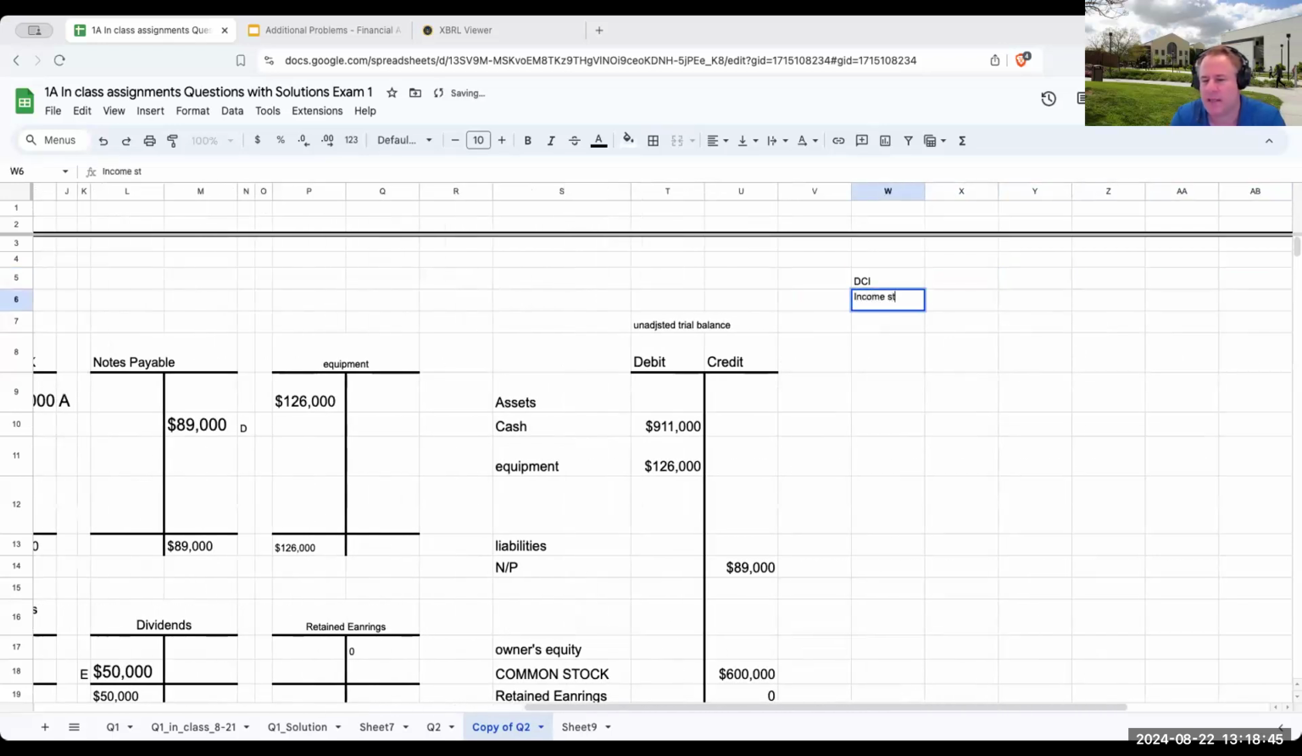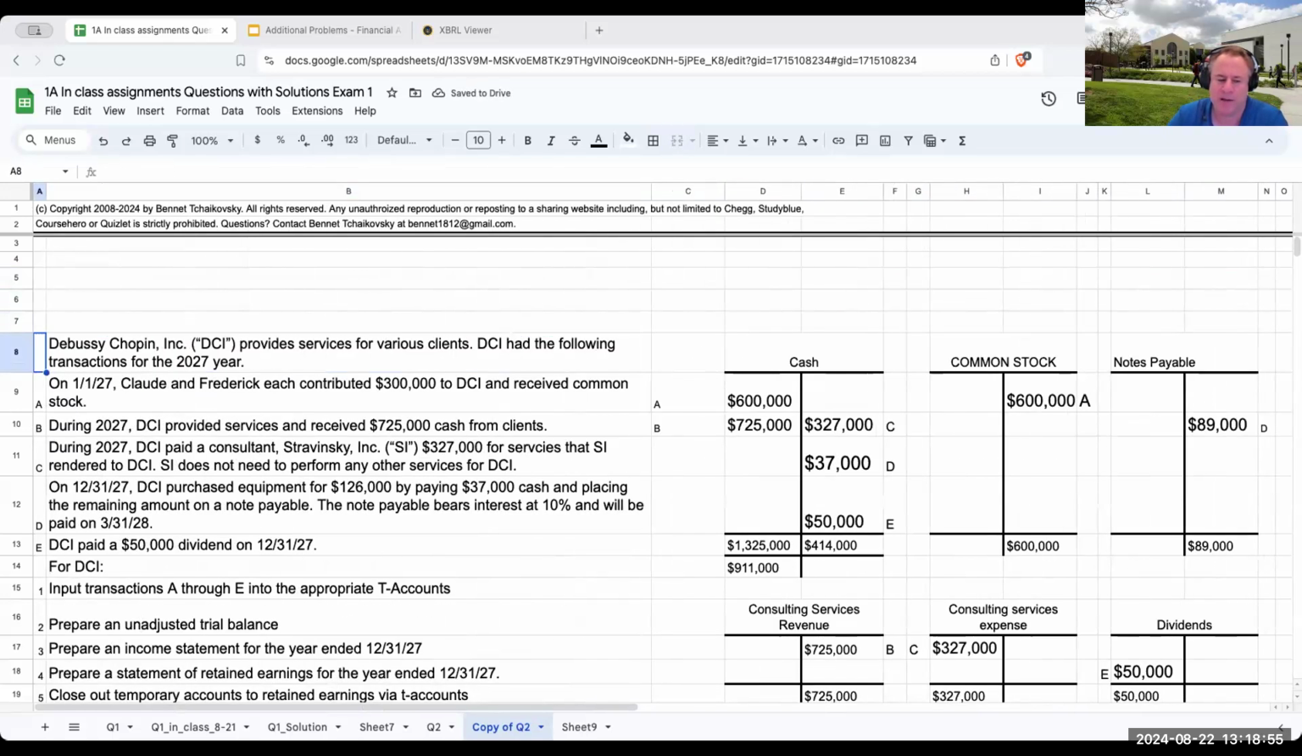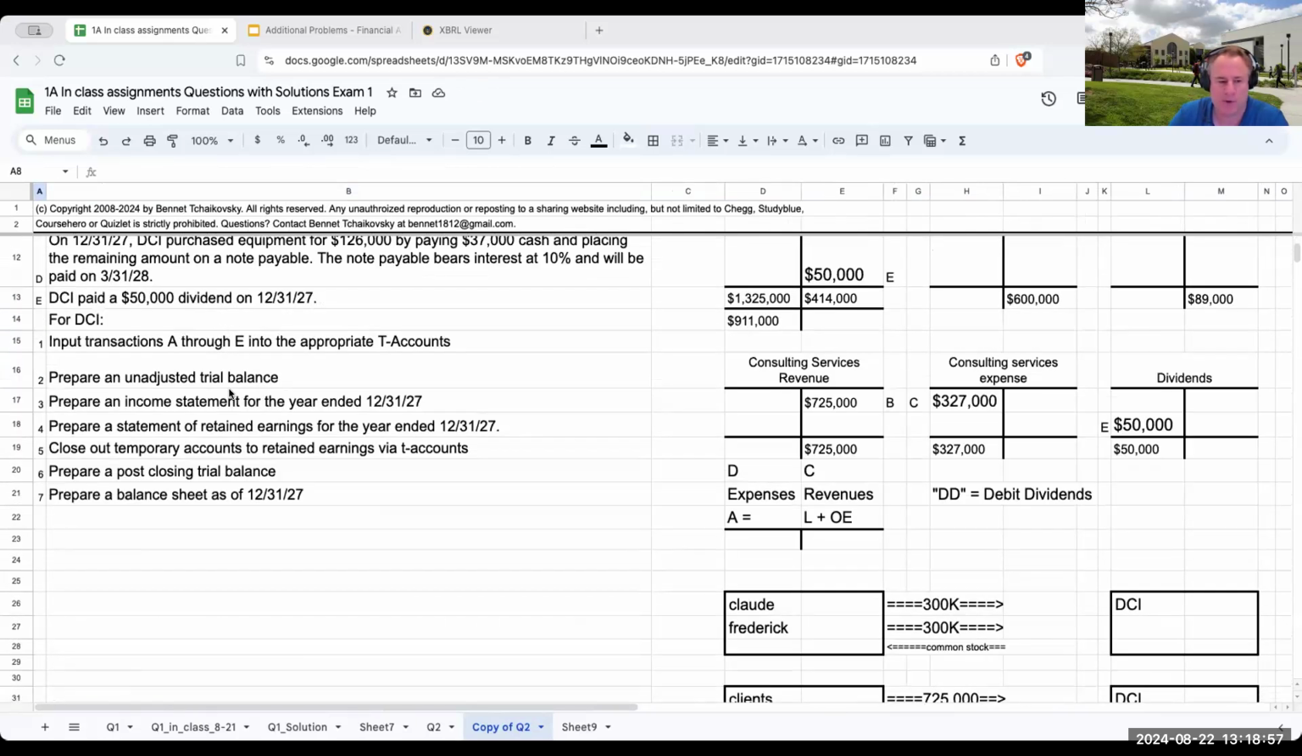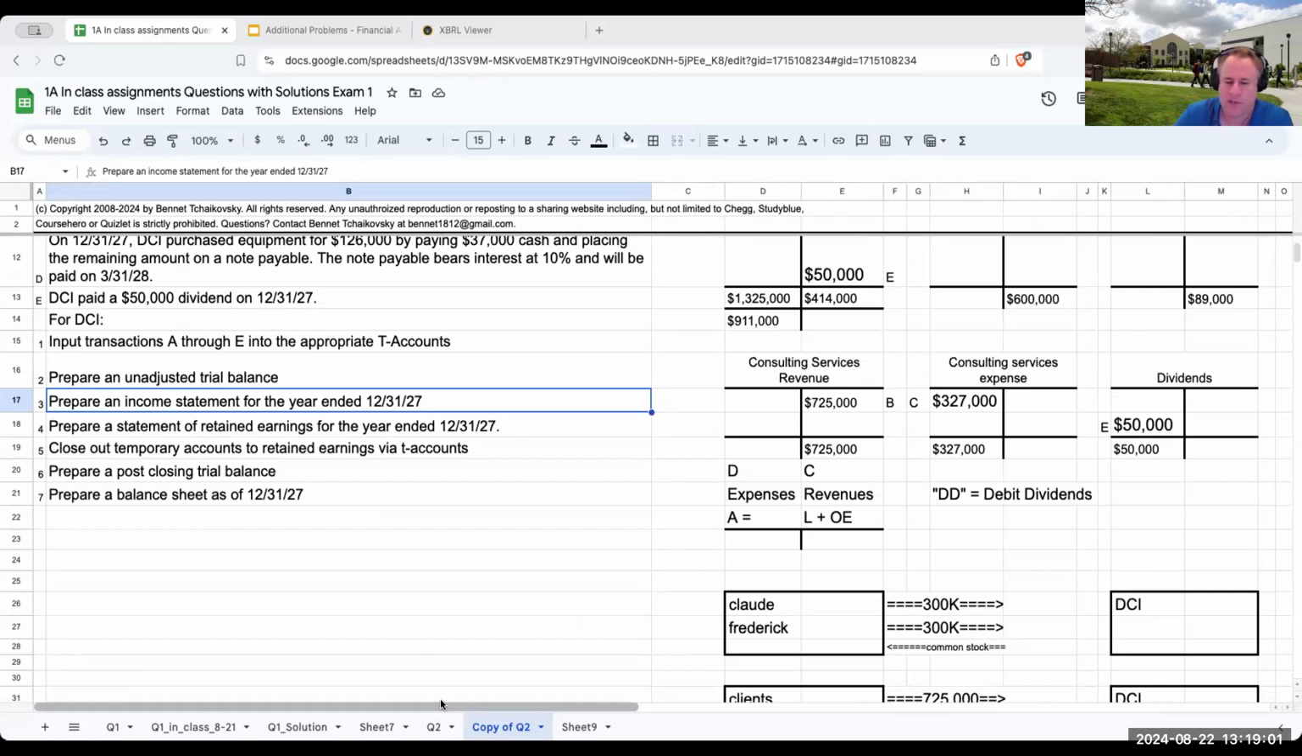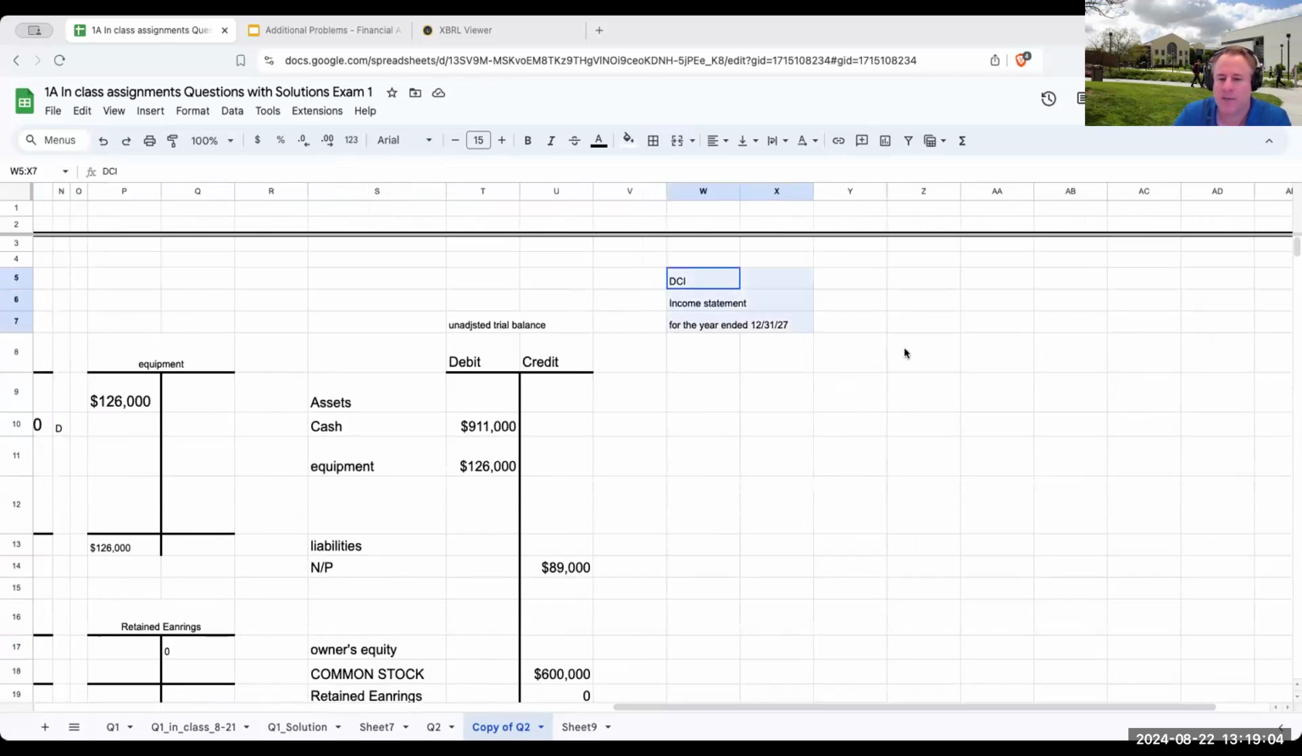And this is going to be the income statement for the year ended 12/31/27. The way I want to remember how to label this is I just come over here, prepare an income statement for the year ended 12/31/27. I'm going to go ahead and copy that right over here.